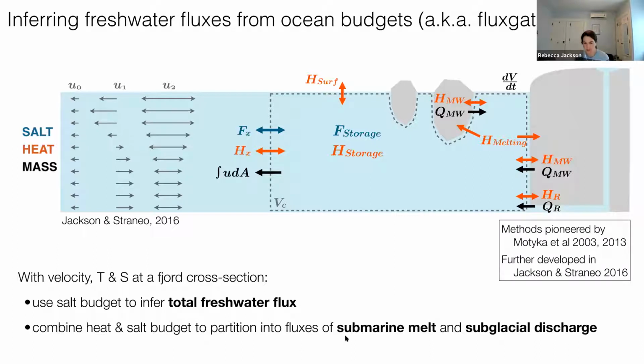And I should note that these have different signatures in the budgets because submarine melt requires latent heat from the ocean to melt, whereas discharge comes in already in liquid form. So if you combine the heat and salt, you can actually separate the fresh water into these two pieces, which again are usually really unconstrained at glaciers, in magnitude and variability.